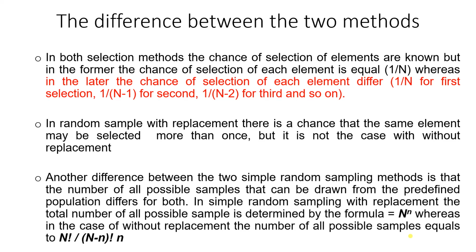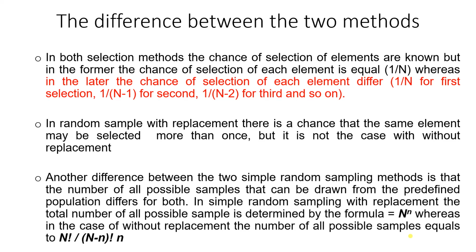So what is the difference between the two methods? In some books you will find that they say the probability of being selected is equal in simple random sampling with replacement. But in simple random sampling without replacement, since we are not replacing the unit, the total size of the population decreases by 1 at each step of random selection. So the probability of the first selection is 1 by N, then the next is 1 by N minus 1, then the next is 1 by N minus 2. This is generally written, and this is generally understood, particularly by those who do not have a statistical background.